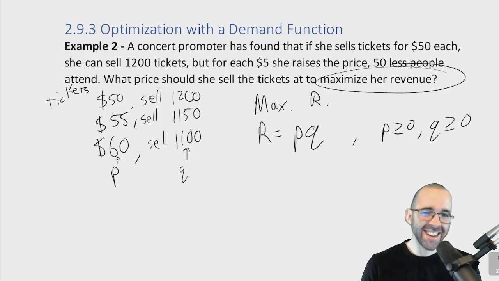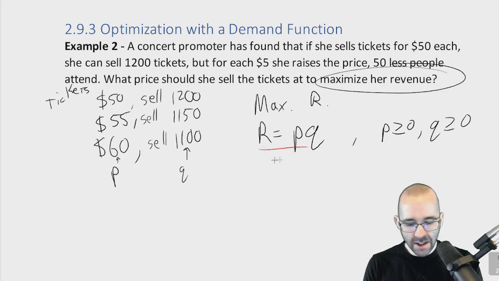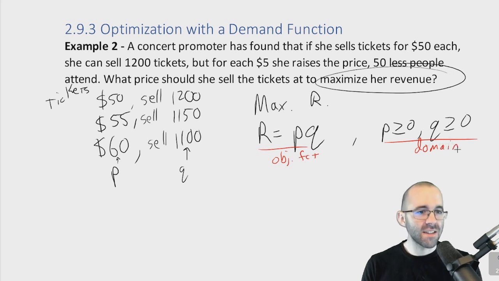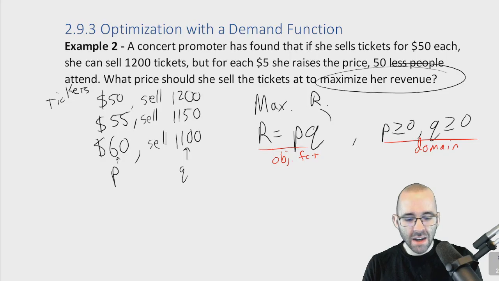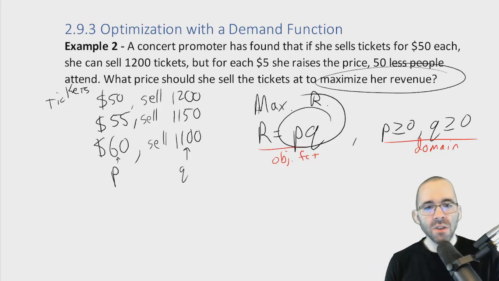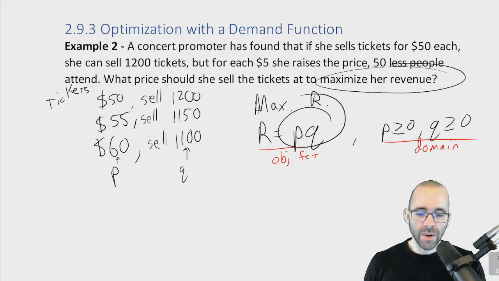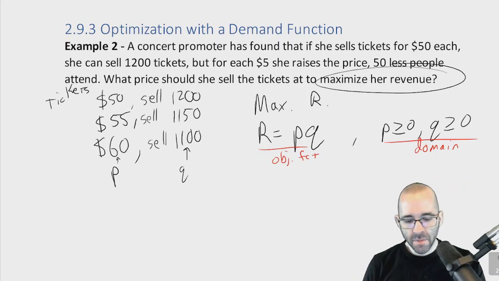I don't know. Okay, so this is our objective function. Right? Objective function. This is our domain, the inputs that make sense. Now we need the constraints. Because we have 2 variables, we need to use a constraint equation to get rid of one of those variables.